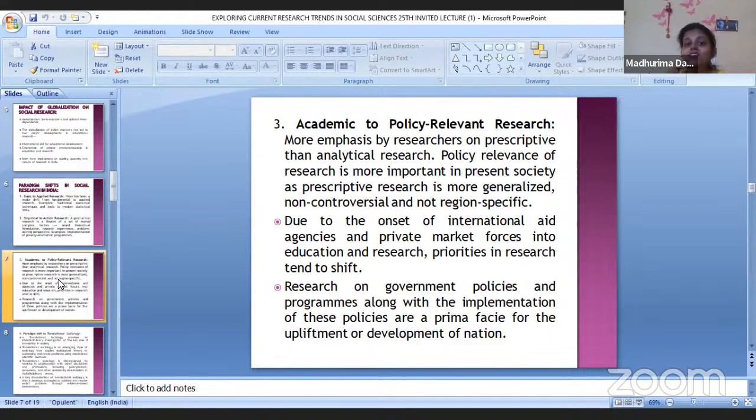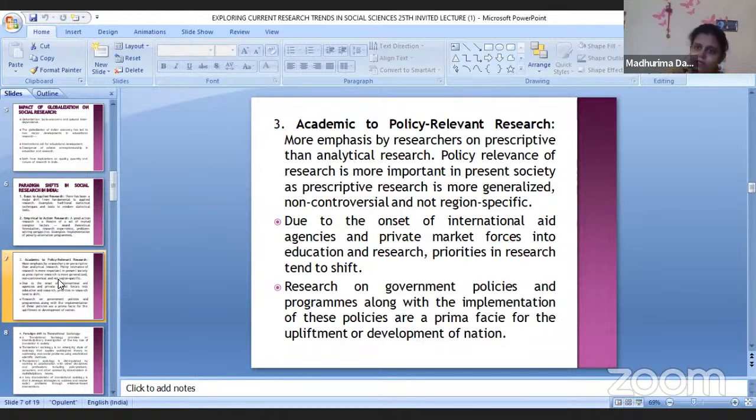So that is why policy relevance of research is important, because it is not region specific. No research is region specific. When you first carry out the research, you have to specify a particular region. But when you come up with the results, you have to generalize it to the entire society, because you're contributing it to society. Though you're working on a particular locality, when you come up with the results, you're trying to generalize it. From particularism to generalization.